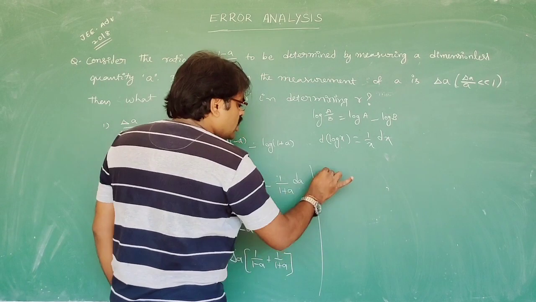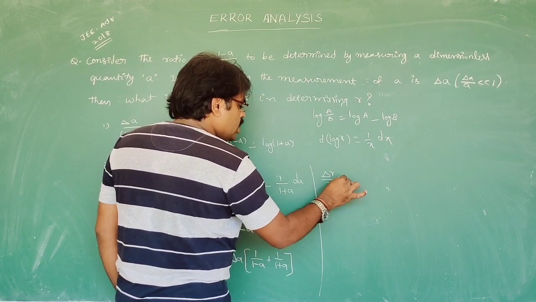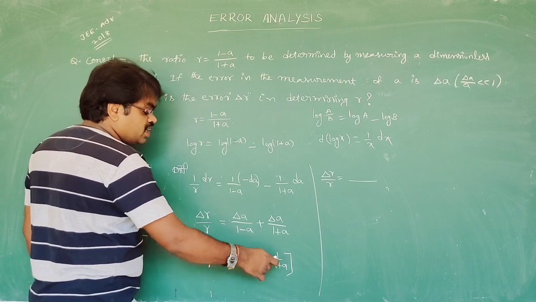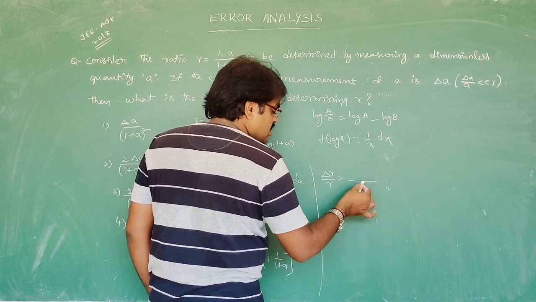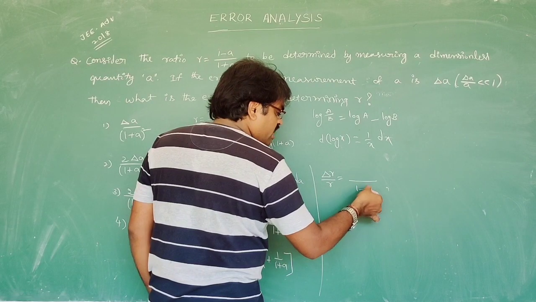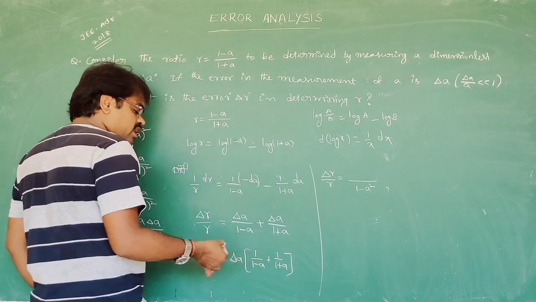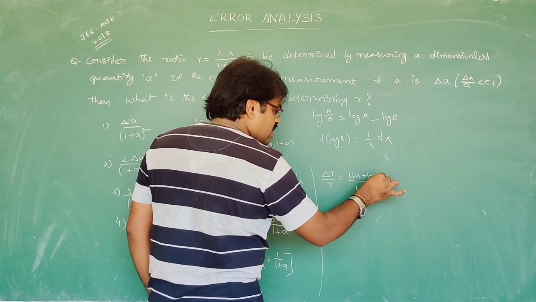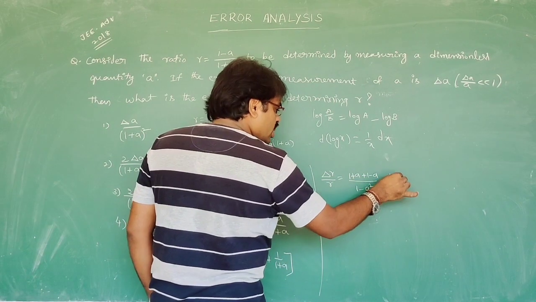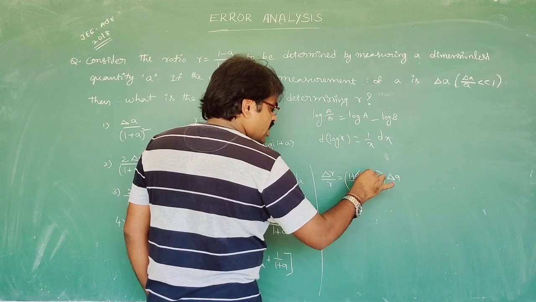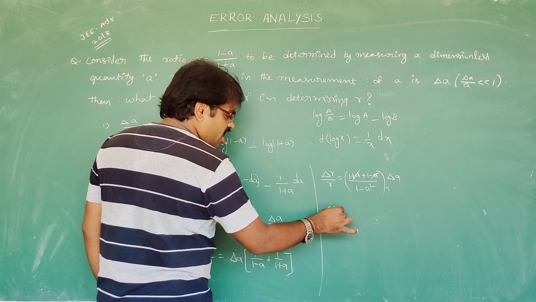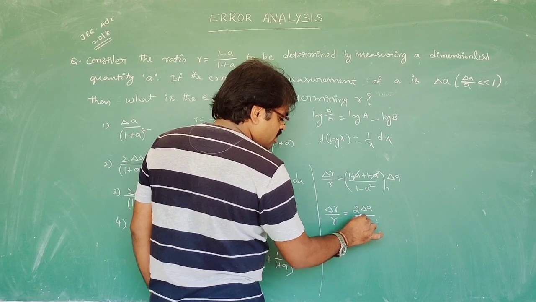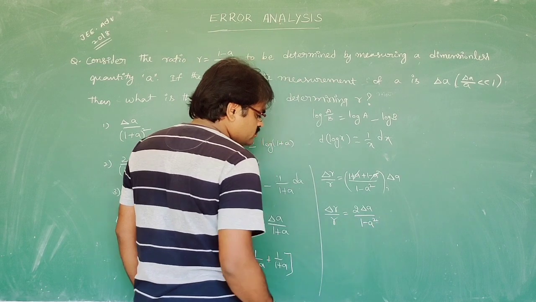Now, delta R by R is equal to, what do we take? LCM here: 1 minus A into 1 plus A, which is 1 minus A square, like a plus b into a minus b equals a square minus b square. Now take LCM, that is 1 plus A plus 1 minus A, into delta A. Cancel A. Then delta R by R is equal to 2 into delta A by 1 minus A square.